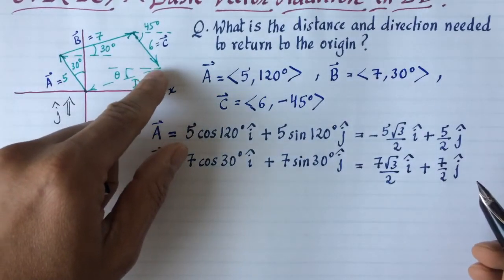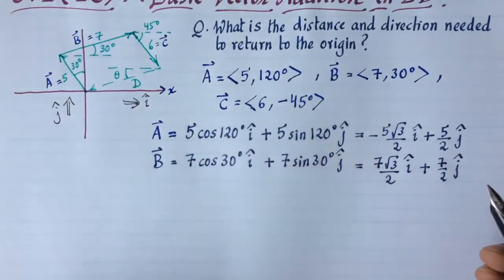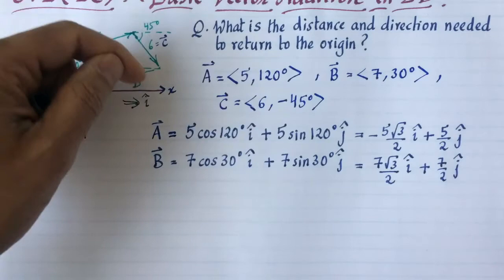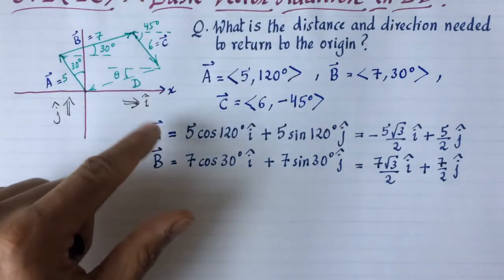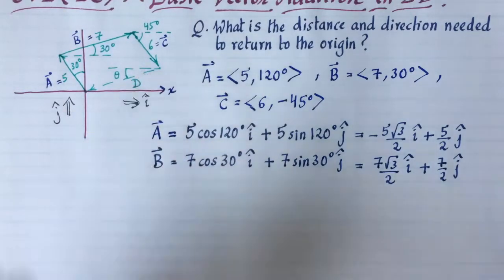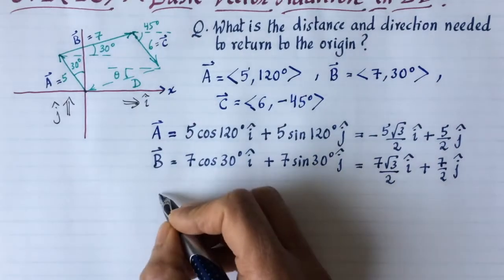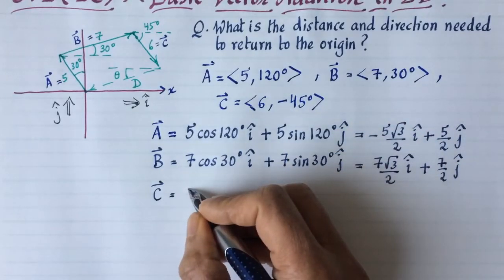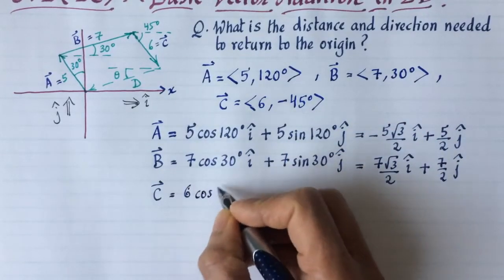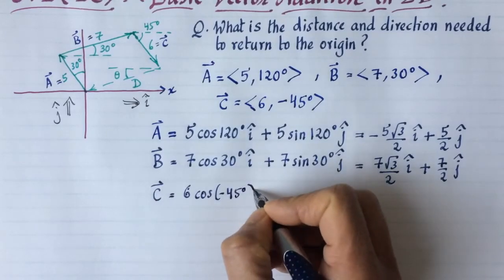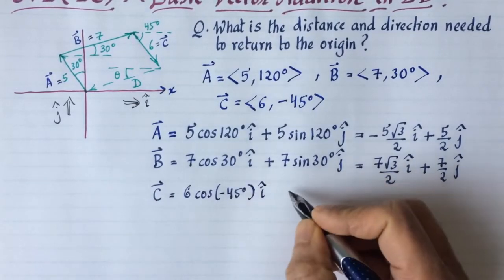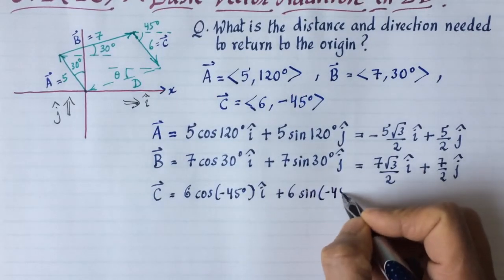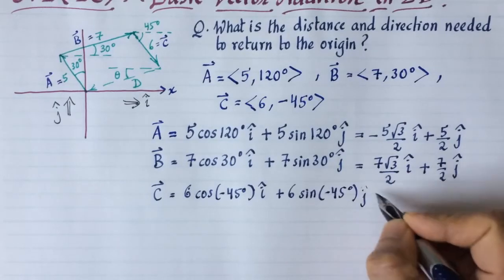We have to get both components of C to be negative because it's pointing in the fourth quadrant. Well, the x component of C is positive and the y component of C will be negative. So let's see. C is following the same rules. It's going to be 6 cosine negative 45 degrees i hat plus 6 sine of negative 45 degrees j hat.